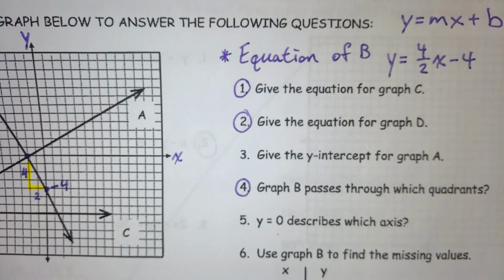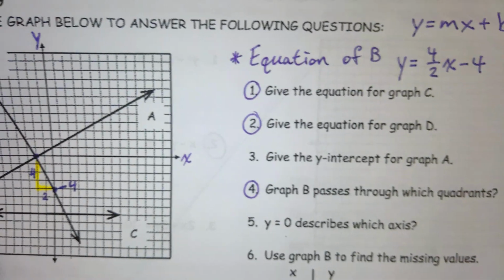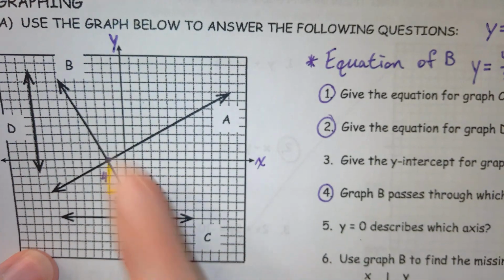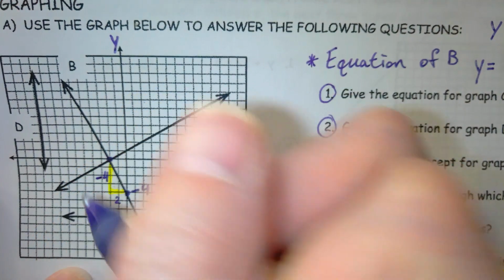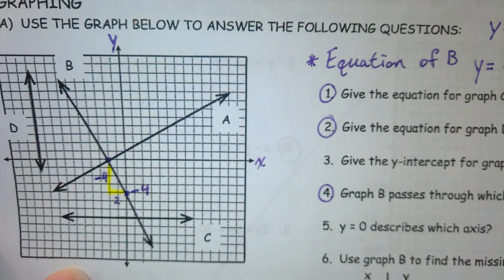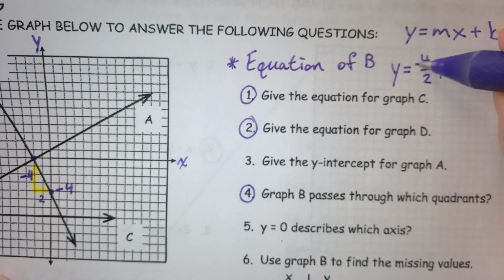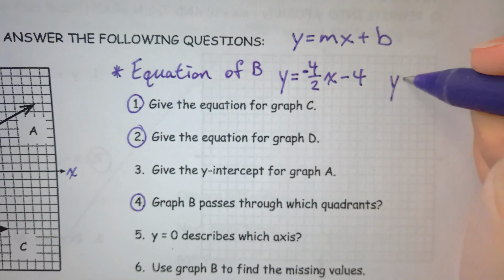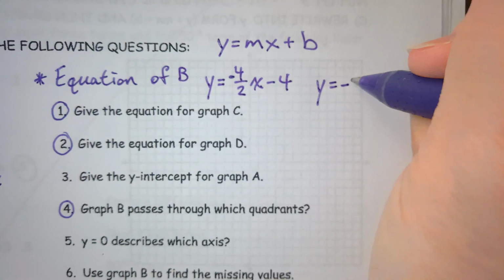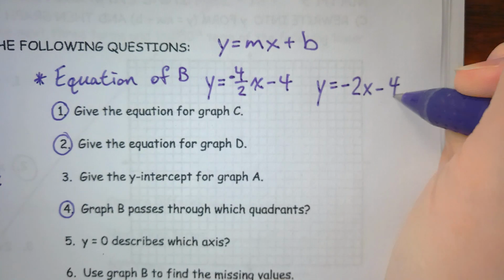Ethan? It is negative. Remember, your line goes this way, so it's negative. Your rise is -4. So -4 over 2, or simply -2. So -2x minus 4 is your correct answer.